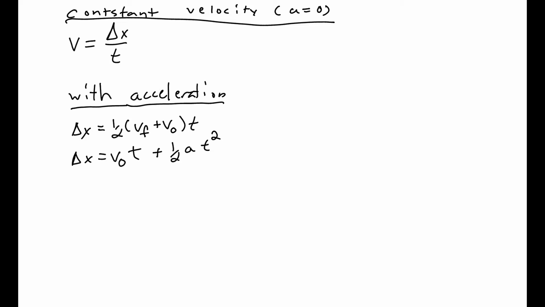I'll write down what all the variables mean over here in a second. Third one, vf equals vo plus at. And last one, vf squared equals vo squared plus 2a delta x. So we just have v, that's velocity, and that's for the constant velocity part.